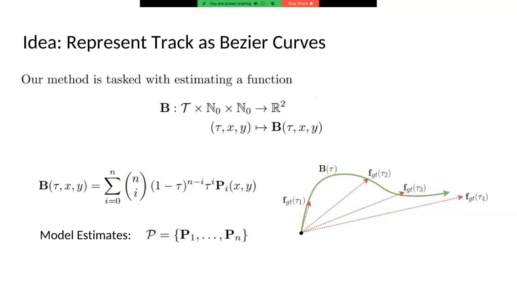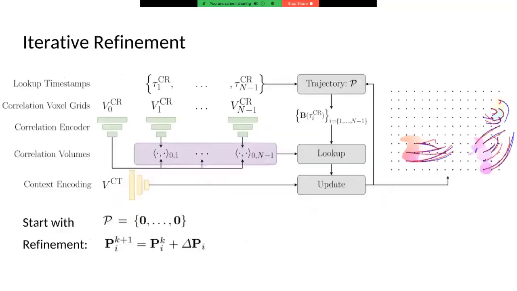And the idea is that we can represent the tracks of features as Bezier curves. So in the end, what we predict is per pixel, a Bezier curve that maps time to the displacement in continuous time. And the model needs to estimate for every pixel P1 to Pn. So it needs to predict the Bezier curve components, or the control points as they are called. And how this is done, this maybe looks a bit overwhelming, but I'm going through it one by one.